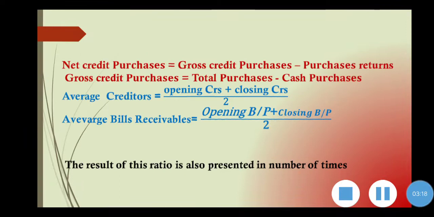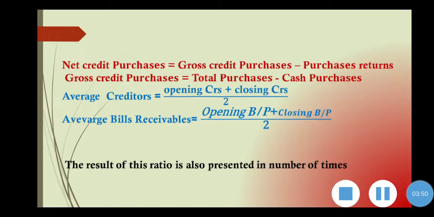For computing the net credit purchase, from the total purchases you have to deduct the cash purchase and also you have to deduct the purchase returns. Average creditors, as we computed average debtors, is opening plus closing divided by 2. Likewise, we compute the average bills payables also. Sorry, here it is given bills receivables. It is bills payables. Sorry for the mistake.